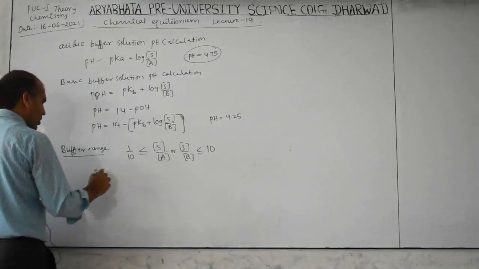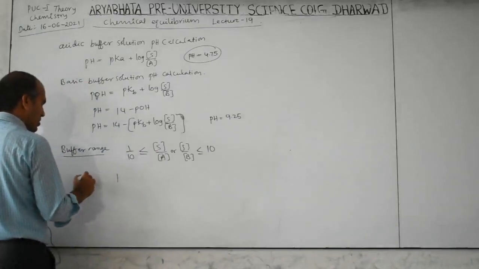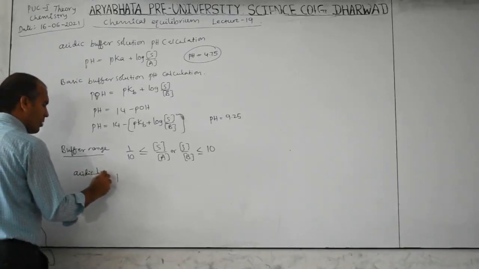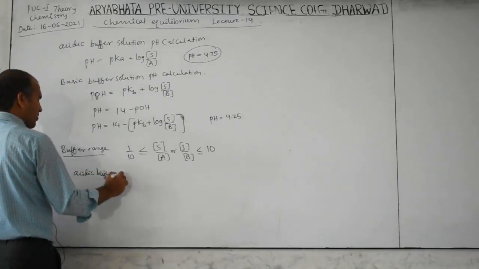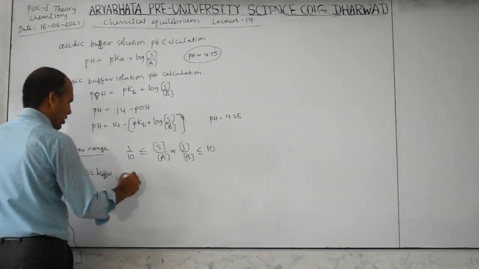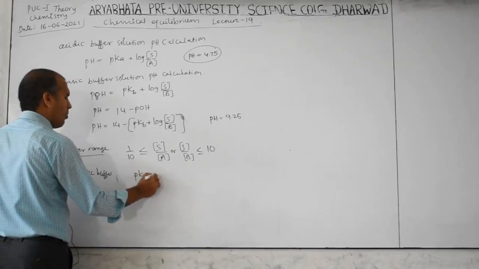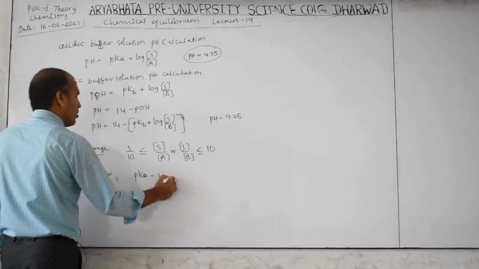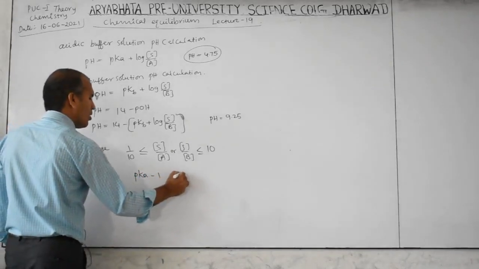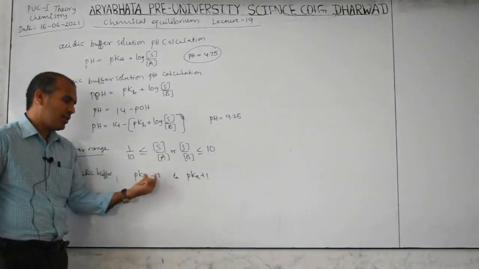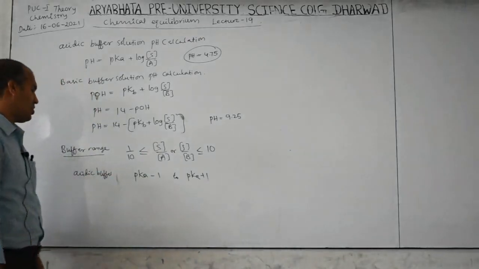If you take this value, then the buffer range with respect to the acidic buffer is called pKa minus 1 to pKa plus 1. If you apply this formula, then you will get the range.